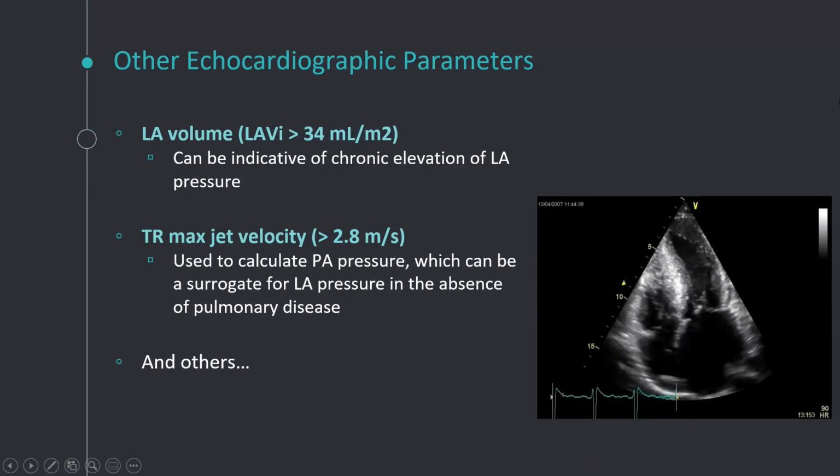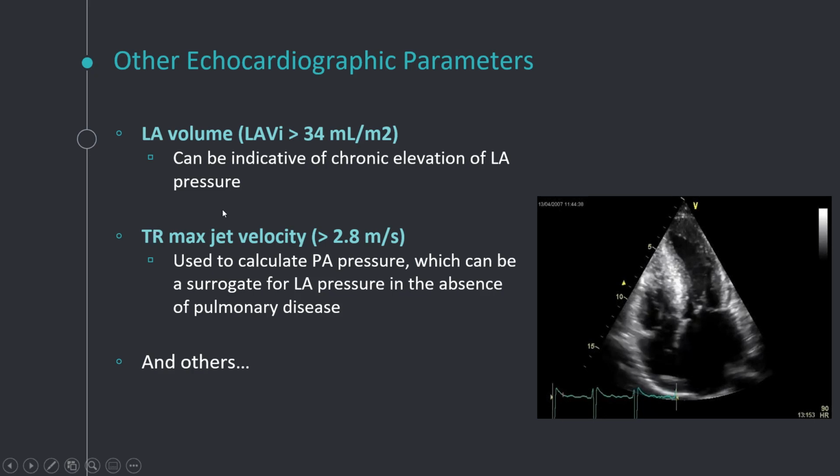Some of the other echocardiographic parameters that we're supposed to look at are a little bit easier to understand. So things like LA volume. The volume index of 34 is sort of the cutoff, and this can be indicative of a long-term elevation of the LA pressure. As you can imagine, with the high pressure, your LA undergoes dilatation to accommodate it. It can give us a clue that there is actually a high pressure thing going on with the diastolic dysfunction, with caveats, obviously.